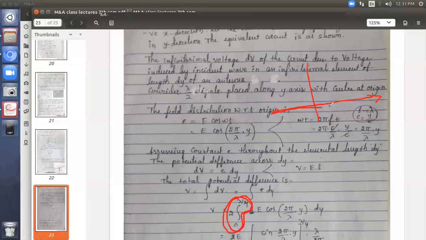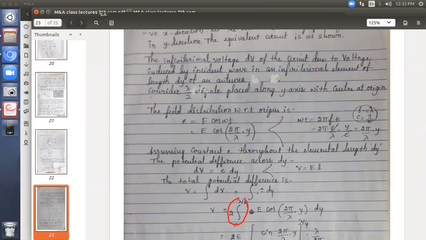Because if you see the structure, how I have put it is along the y direction. If the total length is lambda by 2, the center position is exactly at the origin. So this is lambda by 4, this is lambda by 4. So 2 times lambda by 4 I have taken. Okay, that is the reason. You can directly take 0 to lambda by 2, no issues.